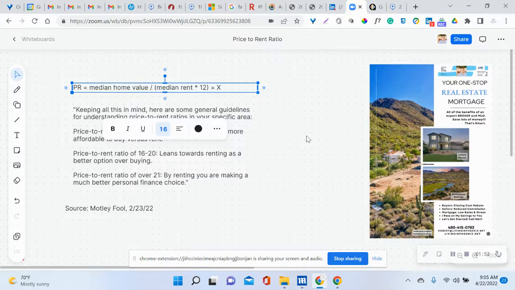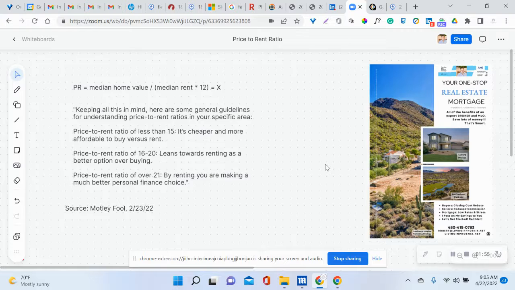So what do you do when you get this number? Well, per the rule, if the number is 15 or less, it's cheaper or more affordable to buy as opposed to rent. If the score comes up between 16 and 20, then it's leaning towards renting. Of course, there are all sorts of other factors that don't get taken into consideration with this ratio. But if it's 21 and over, then it makes sense per this ratio to rent.